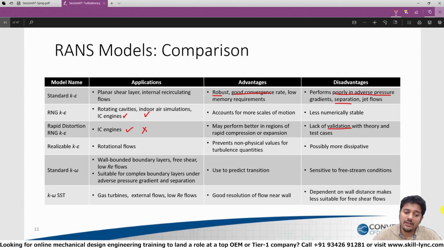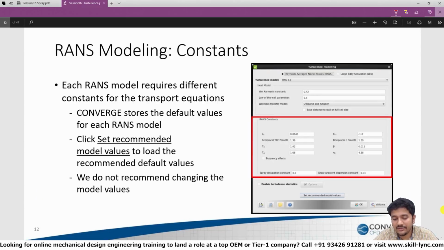And similarly, your K omega models are great if you're doing gas turbine simulations. And there is more explanation here. And if you're interested in some other types of flows, you can always refer to this table and pick the best model that you can use. And one of the things with turbulence modeling is that you will end up with a lot of constants. Now these constants have been tuned to give good results for IC engine simulations.